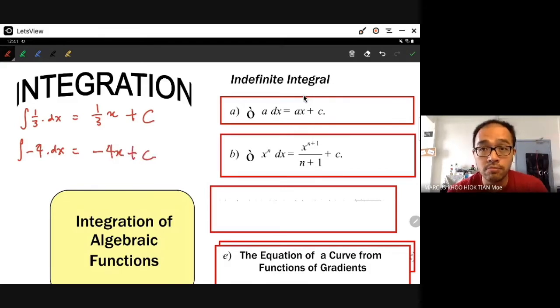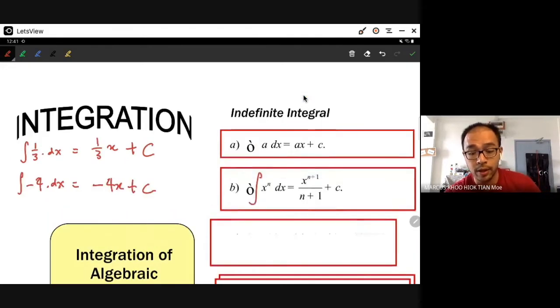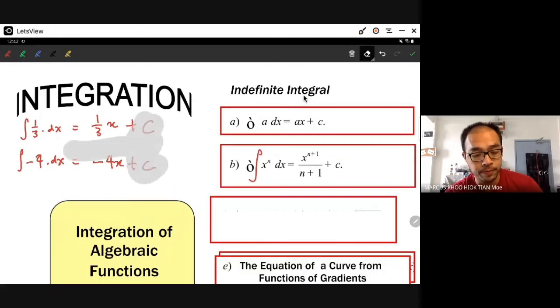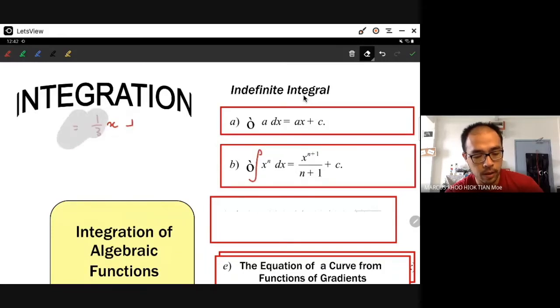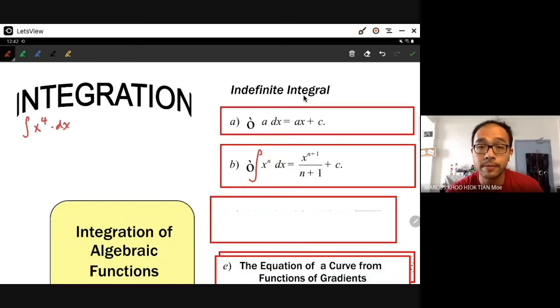So it's not that difficult, right? It's just a number, you just add x. And that's how you will do the integration. Now, the second form of integration is, let's say if I give you something that has the power inside. For example, let's say I ask you to integrate x to the power of 4 dx.